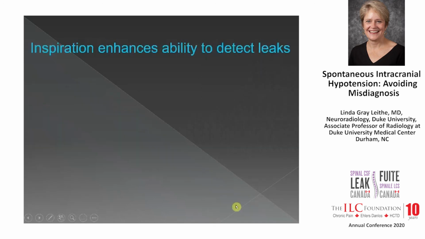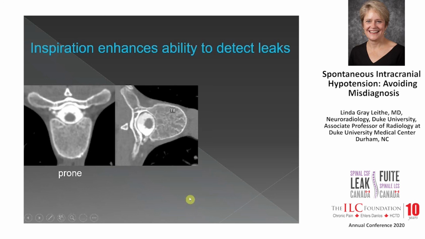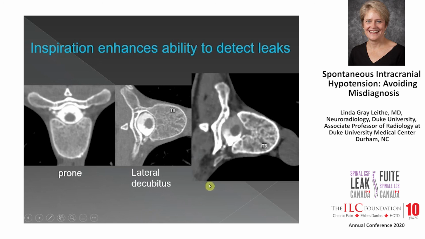We found that inspiration enhances our ability to detect some leaks, in particular CSF fistulas. Here's a patient who's prone and then in a lateral decubitus position, and you can see kind of an elongated nerve root sleeve right there. Maybe you'd wonder if that nerve root was suspicious, but with inspiration, we could see that that contrast was filling that elongated nerve root sleeve and then filling the paraspinous vein right here. And so this inspiration with lateral decubitus imaging helped us to detect that leak.